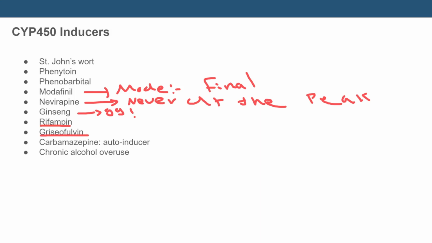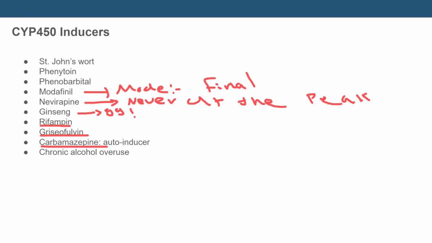Griseofulvin, that's like greasing the wheels of an engine, or greasing the engine of a car. When you grease the engine of a car, the car is going to be better, it's going to be enhanced, it's going to be induced, and everything is going to be fast, and the drug levels are going to be down because the car is working well, it's burning through drugs. We also have carbamazepine, and this carbamazepine is like a car.